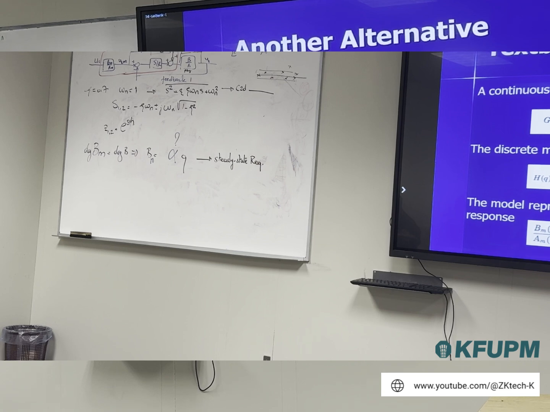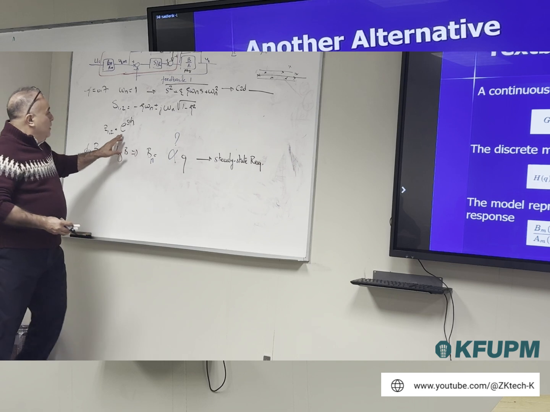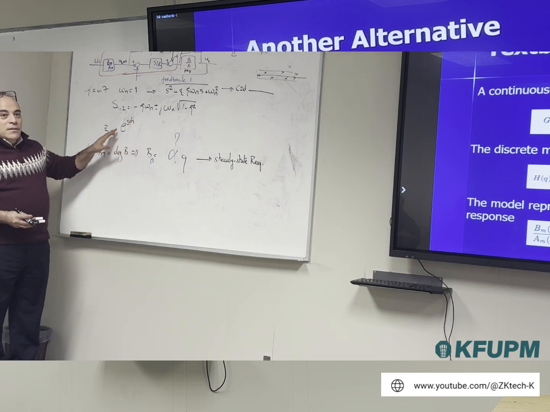You put the test Z equal to 1. Anybody know why Z equal to 1? In this case, Z is represented by e to the power sh. The gain of the discrete system is 1, because e to the power 0 times h makes Z equal to 1.